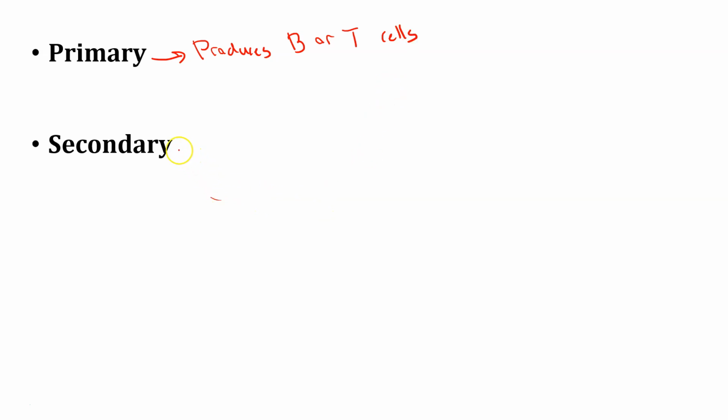A secondary lymphoid organ is one that doesn't necessarily produce the B or T cells, but it's a place with, I guess, lots of B or T cells, to put it kind of informally. It's also a place where B and T cells could divide, and here you have to keep in mind a different kind of differentiation scheme.